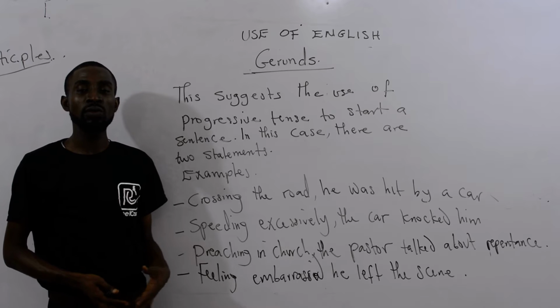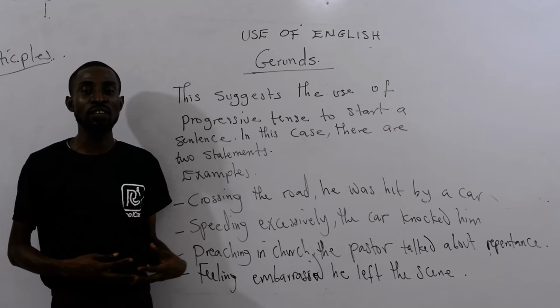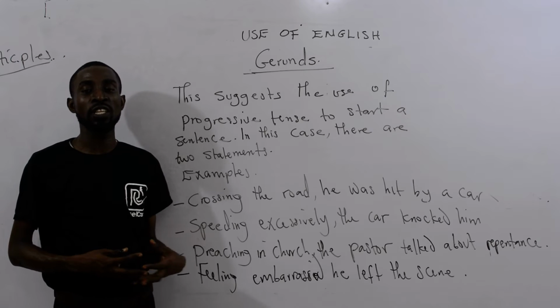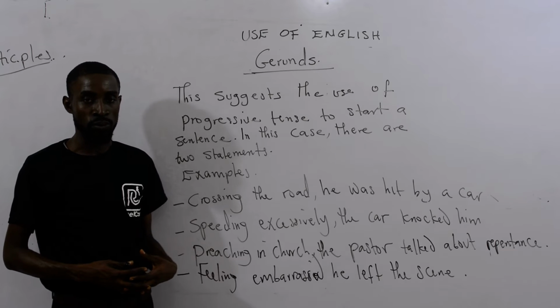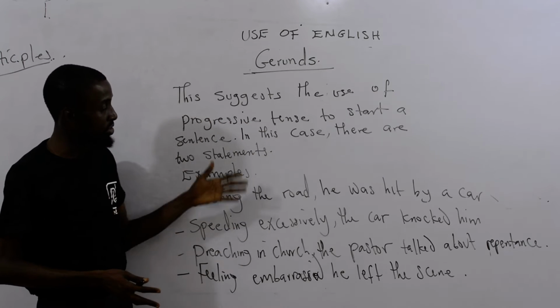Gerunds have to do with verbs that are used in the progressive tense at the beginning of a sentence. When the progressive form of the tense begins a sentence, it is said to be a gerund. Now there is one difficult thing you need to understand about this gerund.